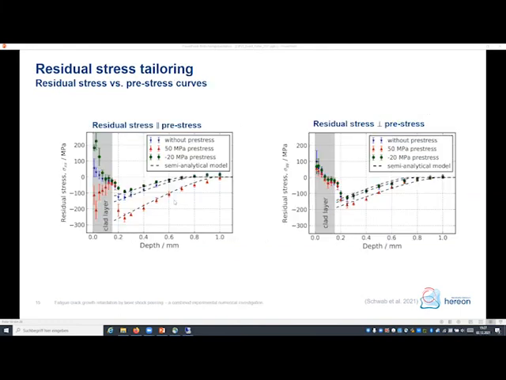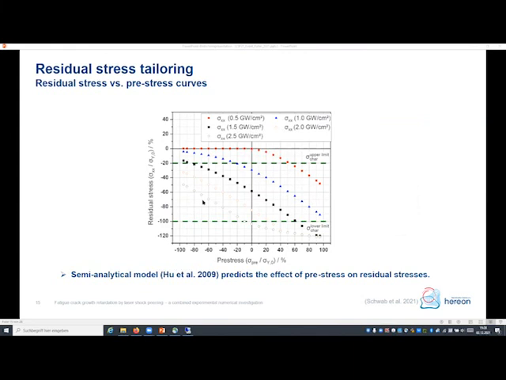And when I do so, then I see that the pre-stresses during laser peening affect the resulting residual stresses, mostly parallel to the pre-stress direction, and importantly, if I apply tensile pre-stresses, I get higher compressive residual stresses. This is the main outcome. And then we modified the model from Hu to draw this residual stress versus pre-stress curve, and then we can identify a region where this relation between pre-stress and resulting residual stresses is linear, and we can make use of this linear region to tailor residual stresses quite precisely.